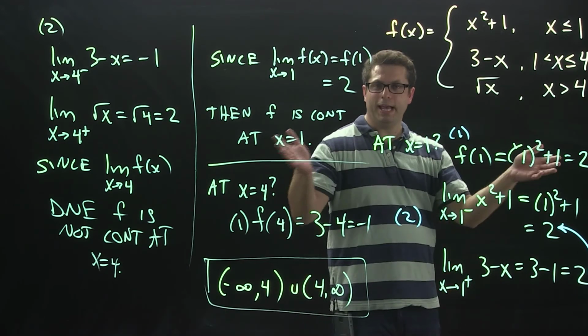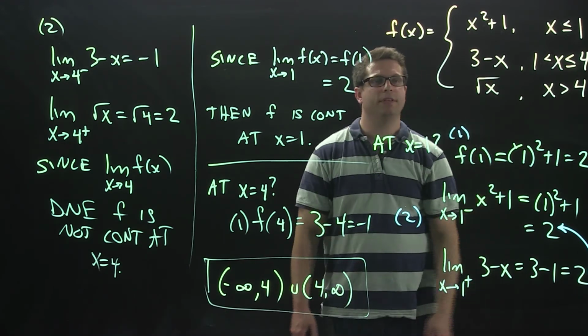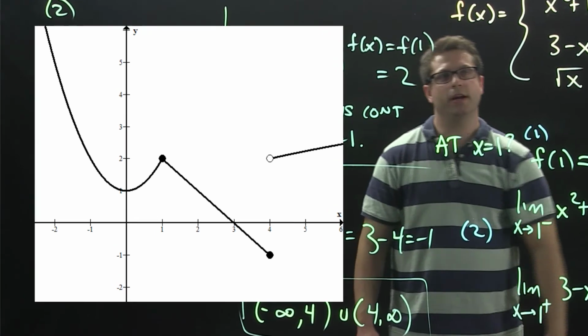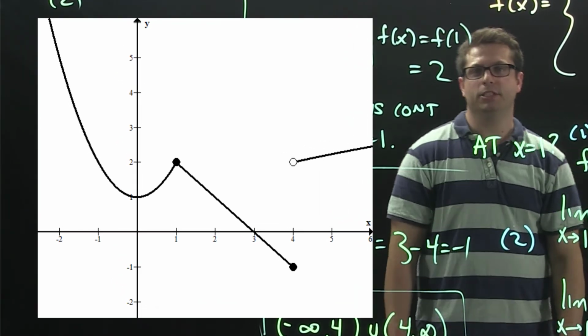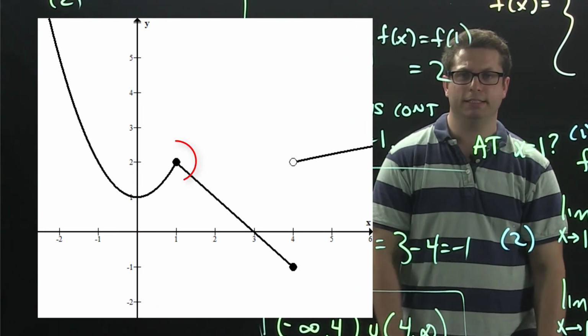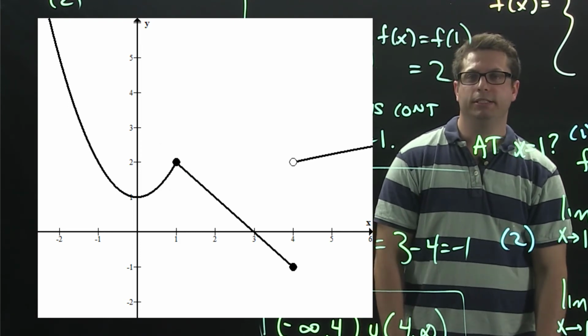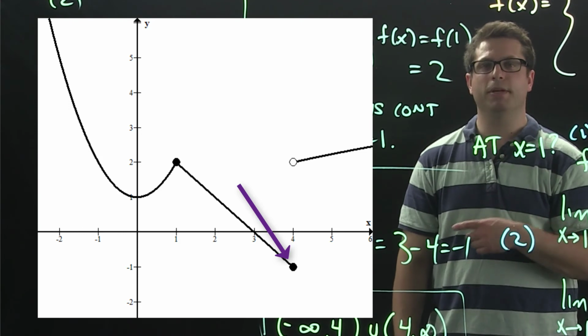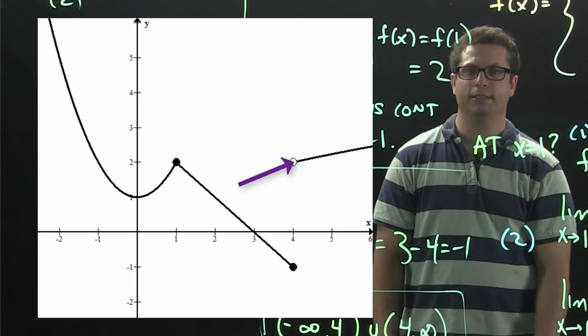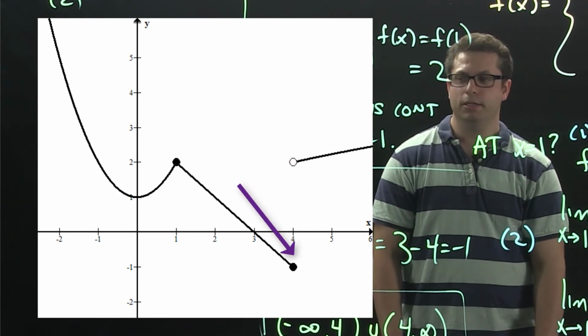Now just because we can, I'm actually going to put the graph of this piecewise function up right over there. And you can actually see that the x squared plus 1 and the 3 minus x meet at 1, so that made that continuous. However, you can see the jump point where we're jumping from 3 minus x to square root of x at x equals 4. So that confirms what we found here.